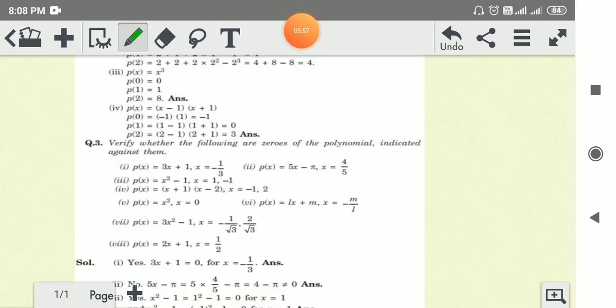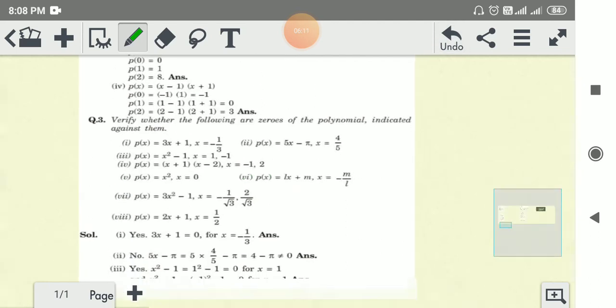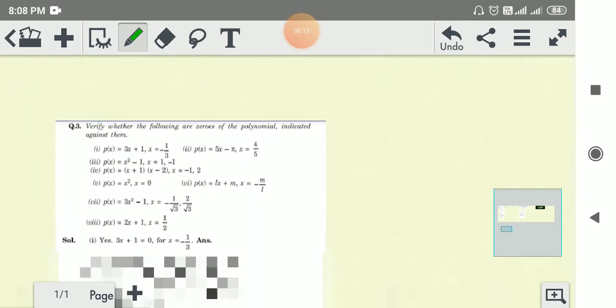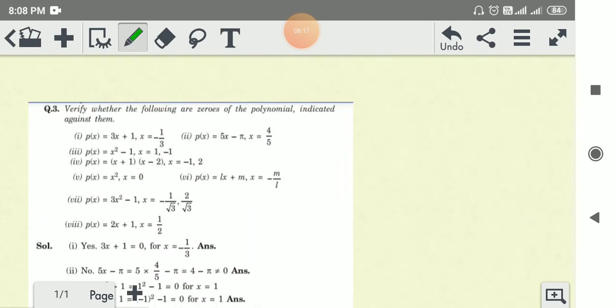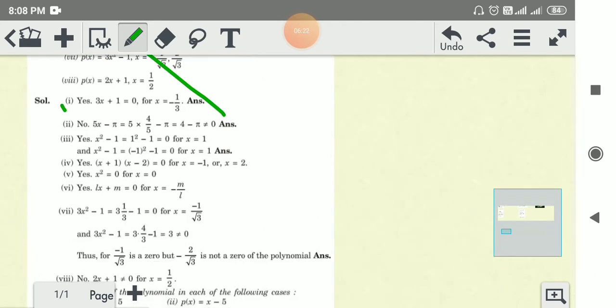Okay, 5, 6, 7, 8, other one is your homework. You have to solve on your own. Okay, now question number 4. Sorry, this is second. This was second, and question number third. Oh, this was repeated. This question was repeated.